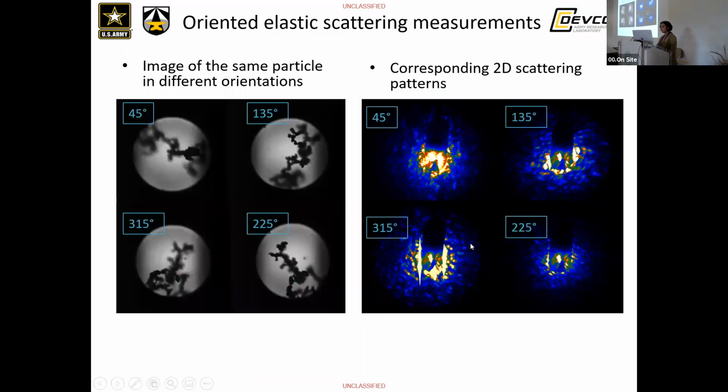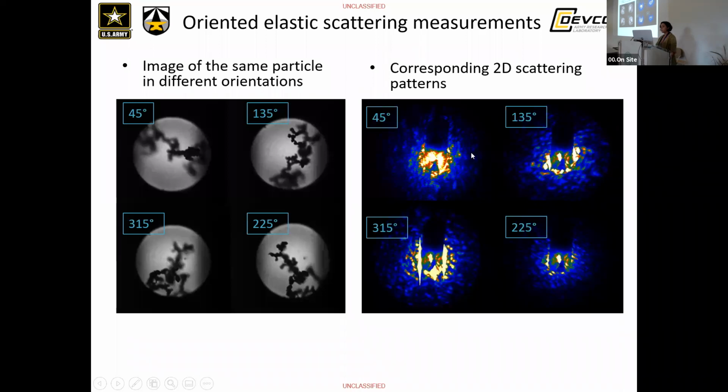So as I mentioned earlier, this ability is really useful because we would like to be able to make these 2D scattering measurements for the same particle at different orientations. And this is an example of that. So this is an agglomeration of carbon nanotubes, and it has this very funky shape. So we have 45 degrees, 135, 225, and 315. So you can see the different orientations here.